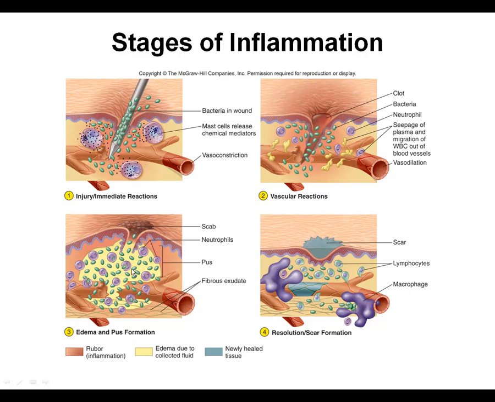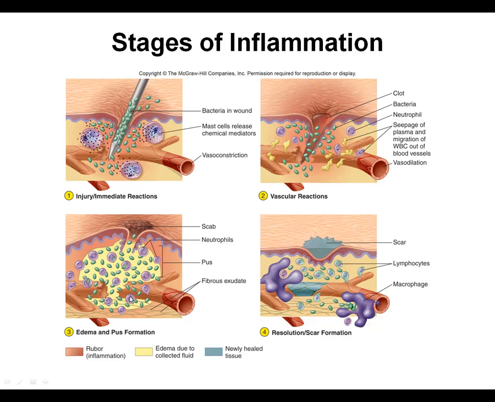After you have some of these vascular reactions take place, one of the things that's going to happen is you're going to have the production of edema, the swelling. You're going to have a bit of pus formation, and you're going to have a significant number of neutrophils, and then this fibrous exudate. We're going to talk about what this exudate is, and you're going to end up then with this pus formation. Once all of this takes place, you're also going to begin to scab over the area where the clot initially formed.